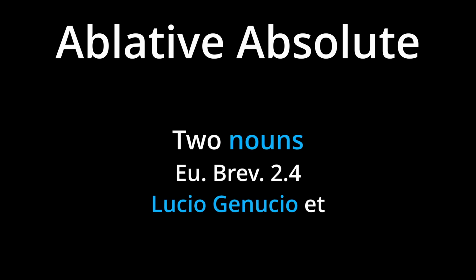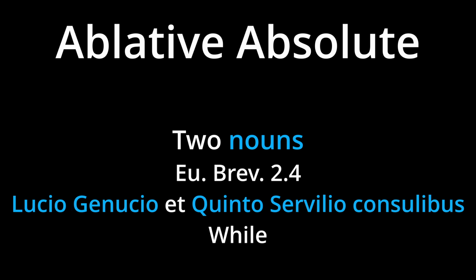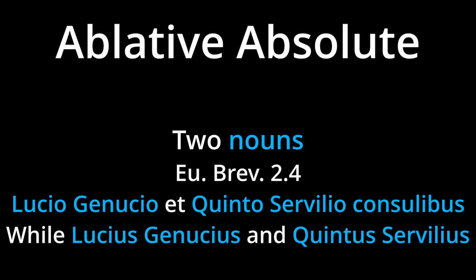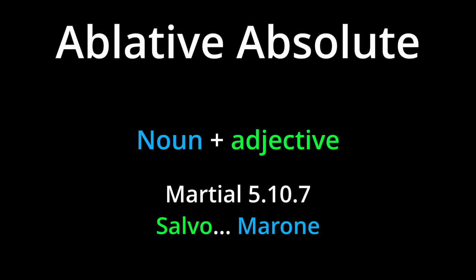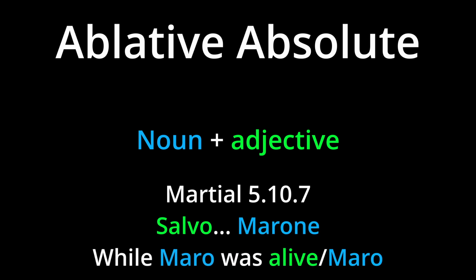The next is with two nouns, which we have an example of right here, Lucio Genucio et Quintus Silverio consulibus, while Lucius Genucius and Quintus Silverius were consuls. The third way is with a noun and an adjective. I couldn't find an example of this in Book 1 or 2 of this Breviarium, but an example of this from the poet Martial is Salvo Marone, while Maro was alive or Maro being alive.